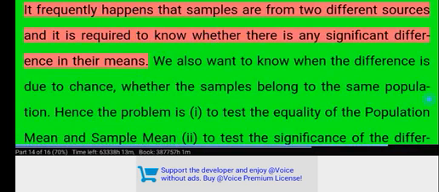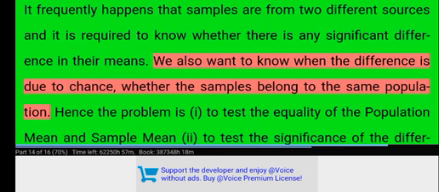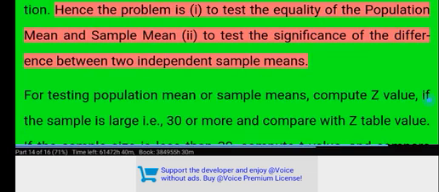Testing for means. It frequently happens that samples are from 2 different sources and it is required to know whether there is any significant difference in their means. We also want to know when the difference is due to chance, whether the samples belong to the same population. Hence the problem is, one, to test the equality of the population mean and sample mean, two, to test the significance of the difference between 2 independent sample means.